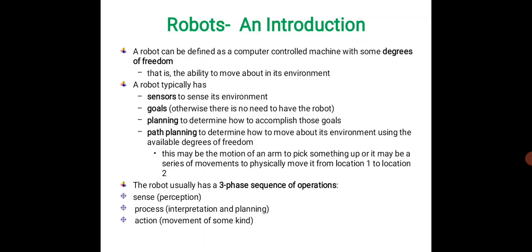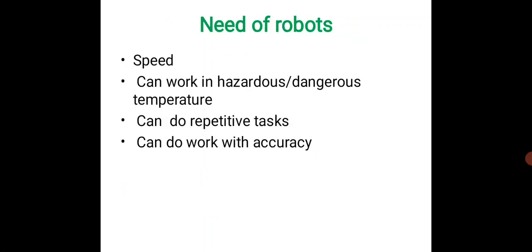Okay. So the robot usually has a three-phase sequence of operation. The first one is it will sense, which is perception, and the second one is process, where it will interpret and plan accordingly, and the third one is action. So it is movement of some kind. Either it can pick and place, or it can move from one place to another, or it can rotate, whatever it is. So why do we need robots?